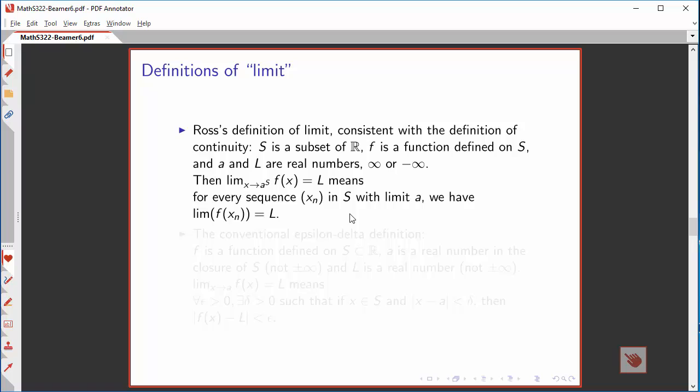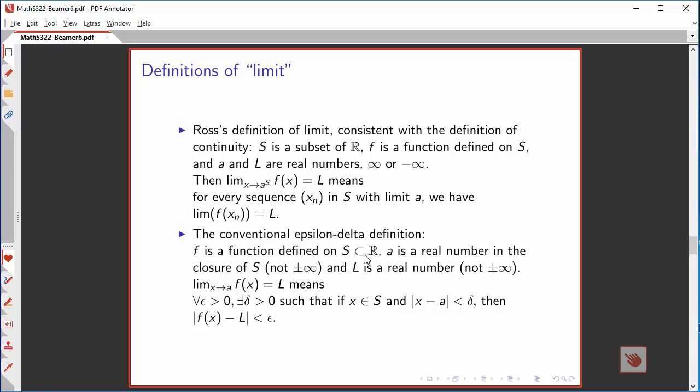So that's Ross's definition, and with this definition, we can use all the results we already know about continuity in sequences. Here's the more conventional definition of limit, with which you are very likely familiar.